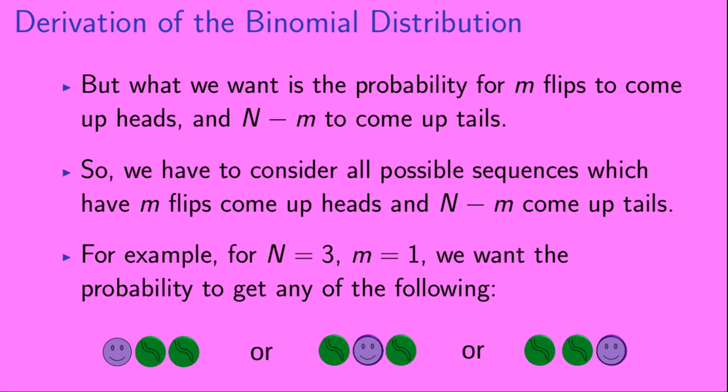But what we want is the probability for m flips to come up heads and n minus m to come up tails. So we have to consider all possible sequences which have m flips come up heads and n minus m come up tails. For example, for n equals 3, m equals 1, we want the probability to get any of the following: heads, tails, tails, or tails, heads, tails, or tails, tails, heads.